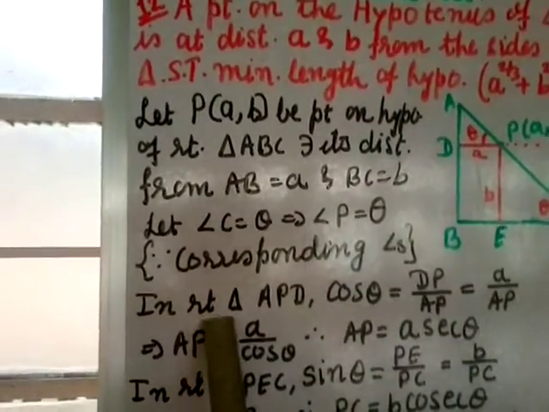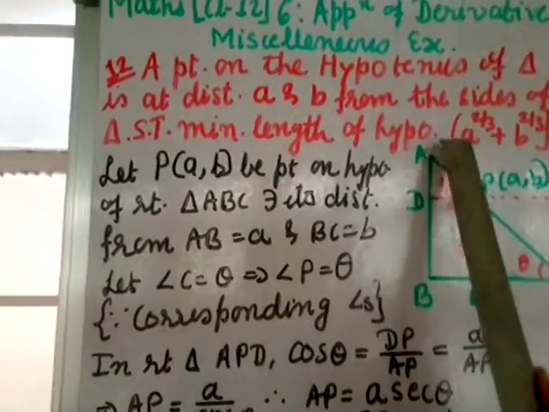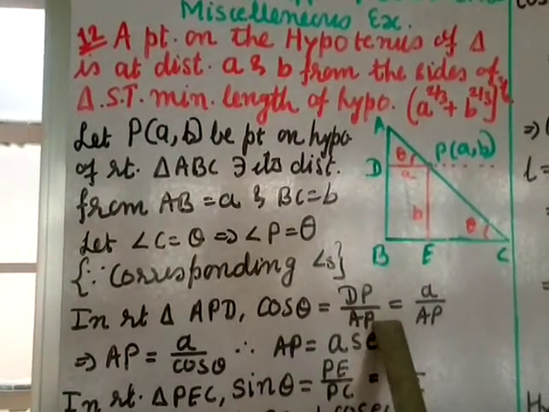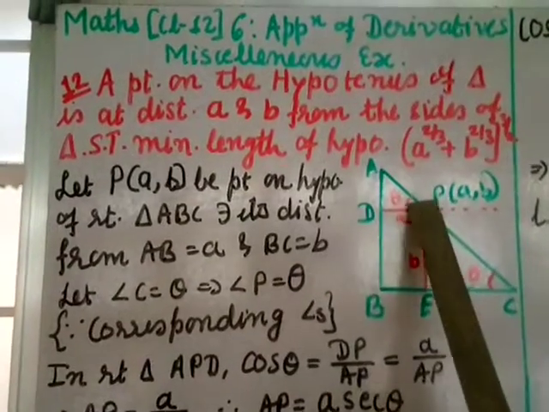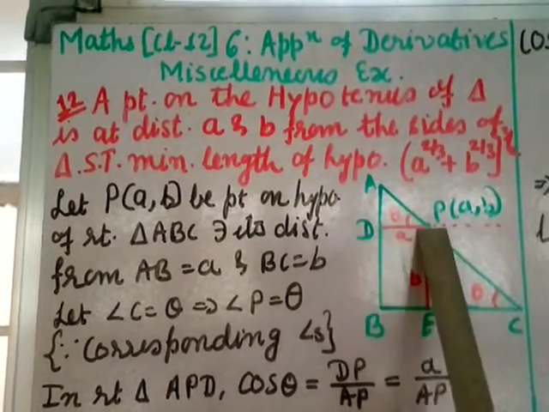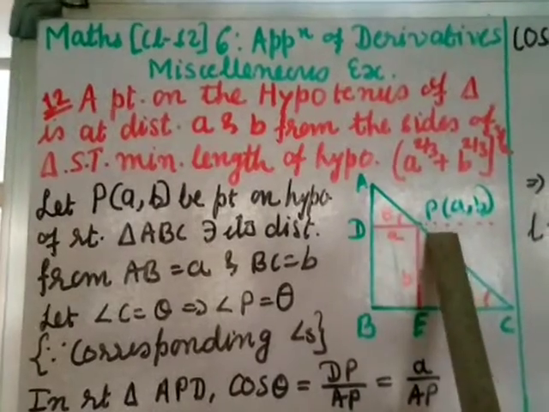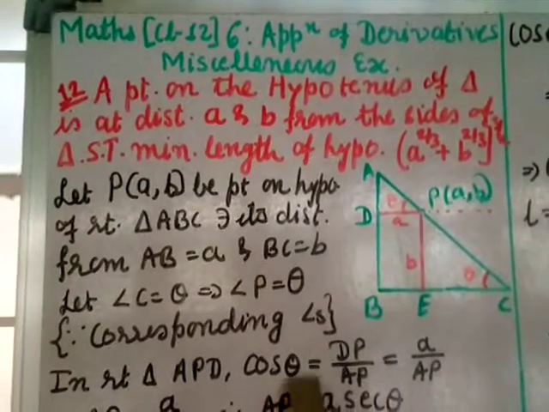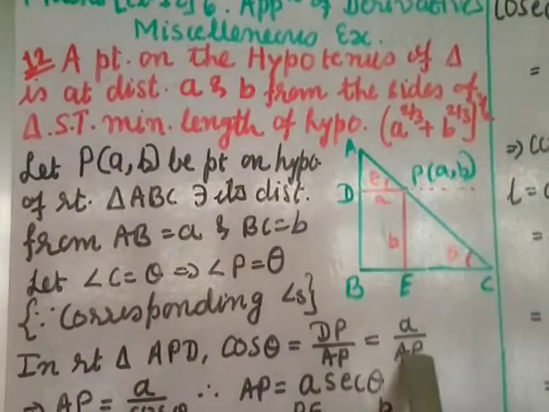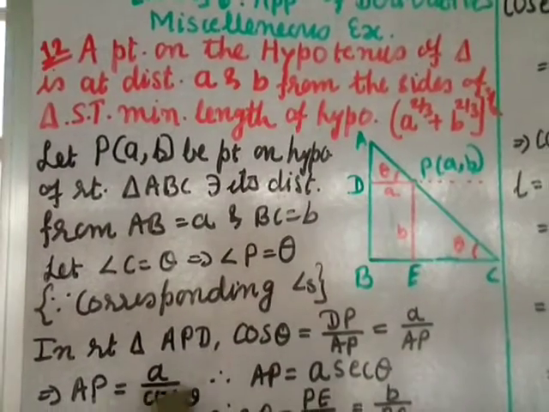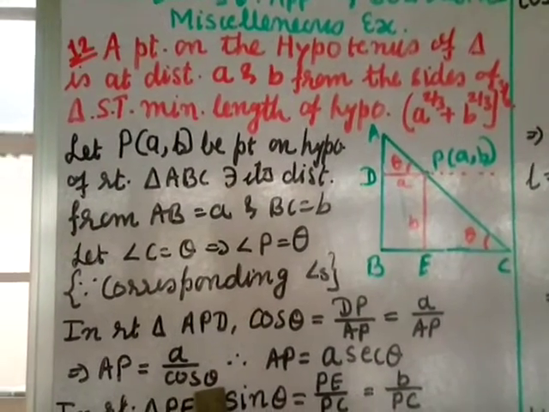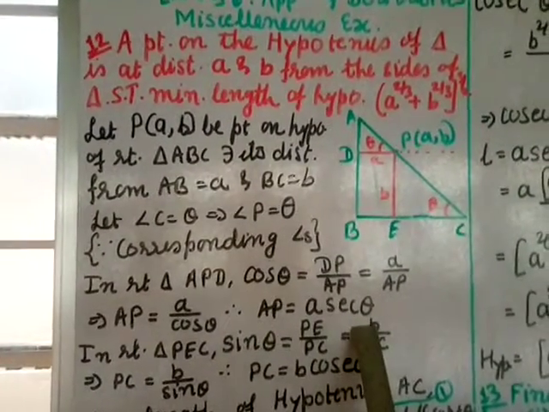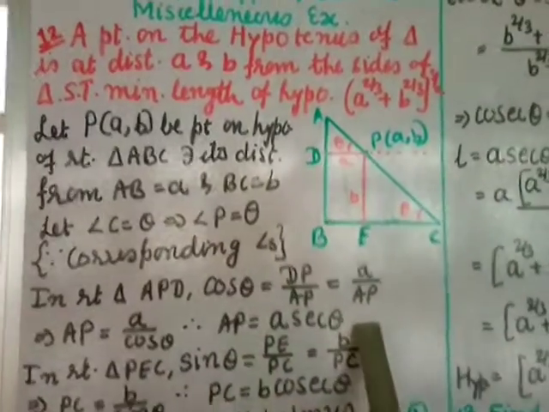In right triangle APD, I'll consider first the triangle APD. cos theta is equal to DP by AP, which is a by AP. Here cos theta means adjacent side, that is DP, divided by hypotenuse, that is AP. So DP is a and AP is AP. So cos theta is equal to a by AP. Interchanging, AP is equal to a by cos theta. 1 by cos theta you can write as sec theta, so AP is equal to a sec theta.